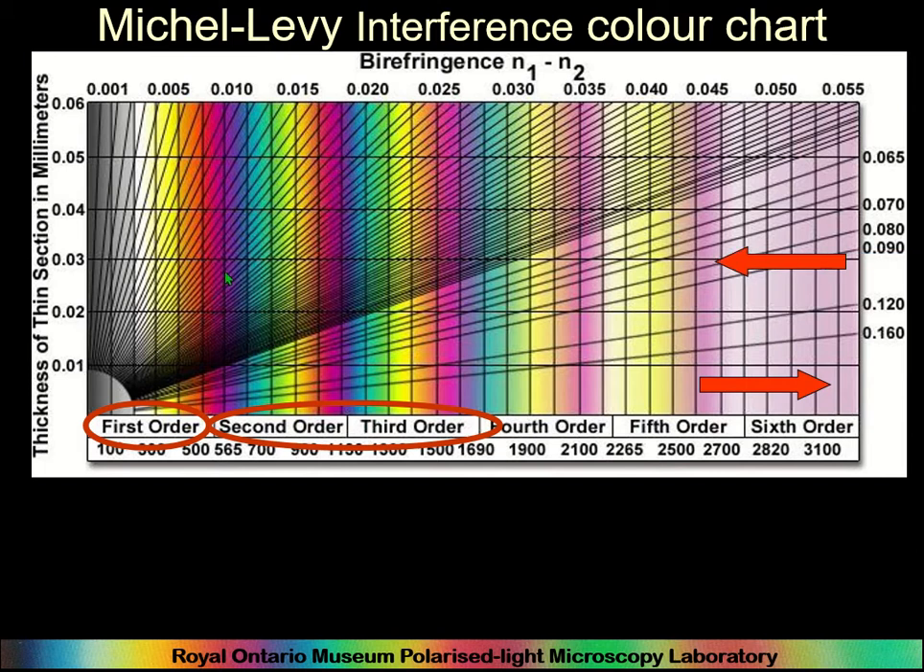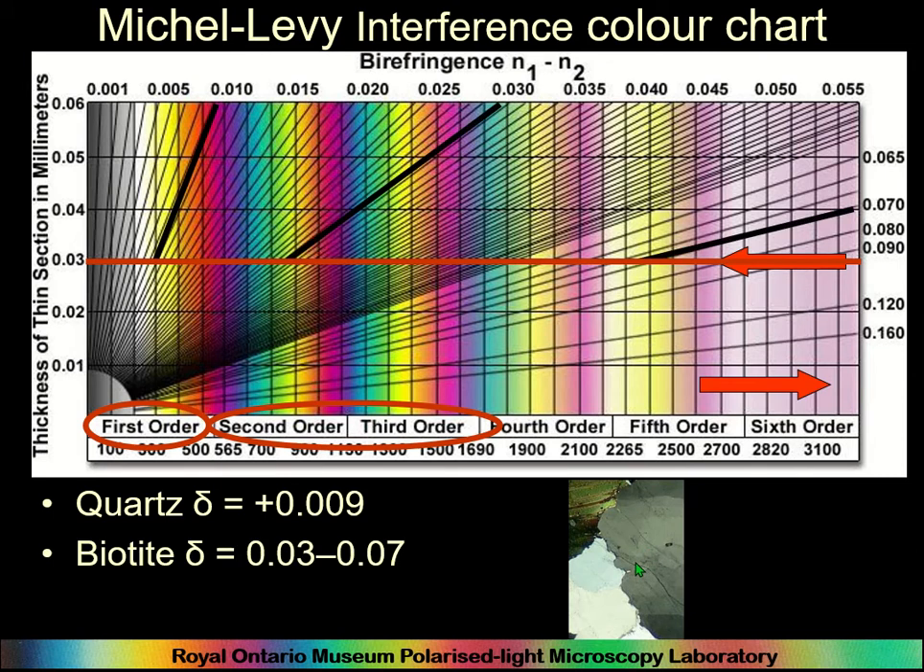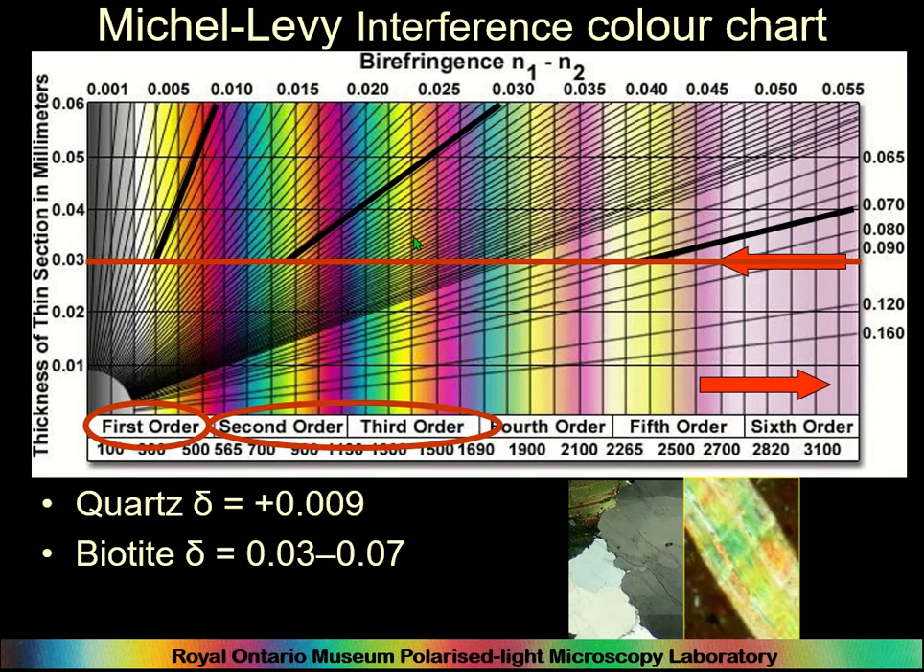And of course it's important to take reference that this is the actual thickness of a thin section. So this is the range we're looking at. And there's a nice line to emphasize it. So quartz is about here. And so this is first order grey. Biotite is between here and here. So it's all sorts of these nice, quite colourful colours.